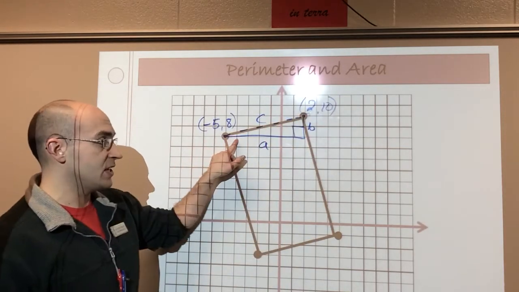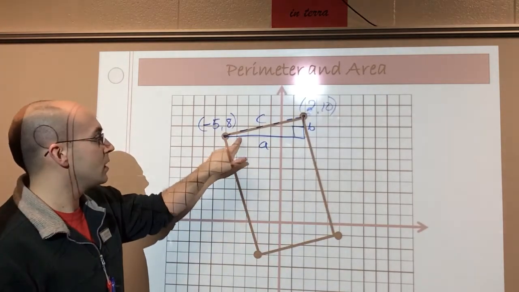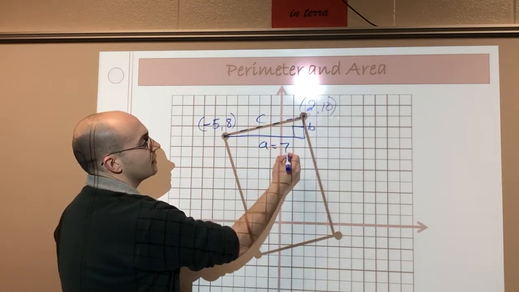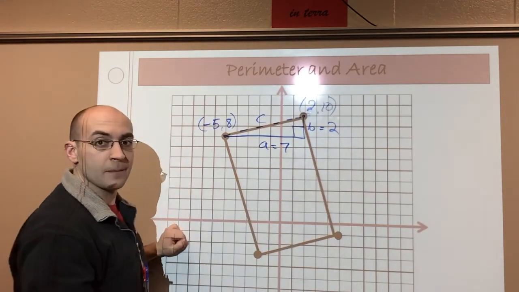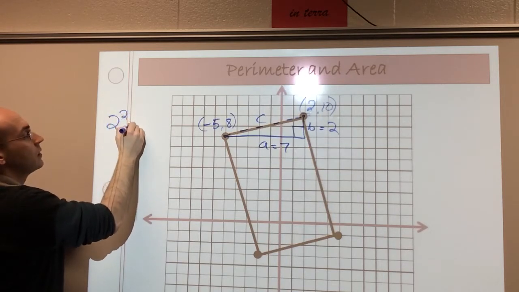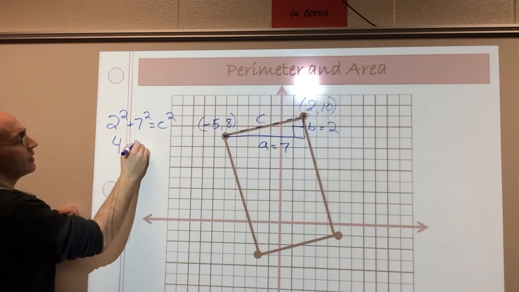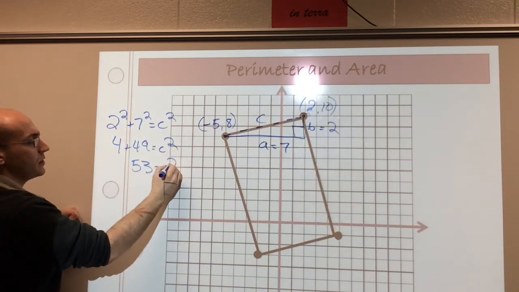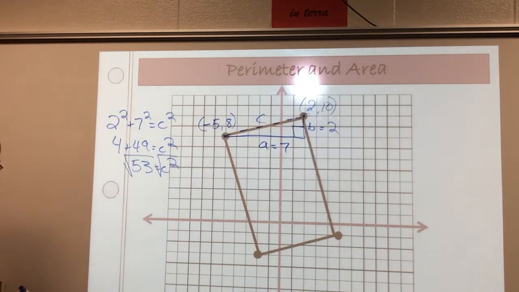So I know the distance of the straight lines because they're straight. I can actually count the boxes. So 1, 2, 3, 4, 5, 6, 7 units over. So A is going to be 7, and B is 1, 2 units up. Now I can use the Pythagorean Theorem to solve. So 2 squared plus 7 squared is going to equal C squared. 4 plus 49 equals C squared. 53 equals C squared. Take the square root of both sides, and I've got the square root of 53.